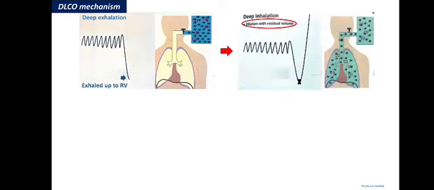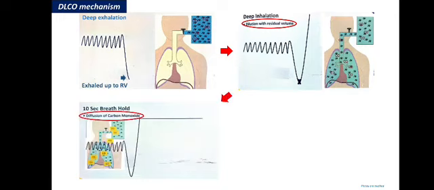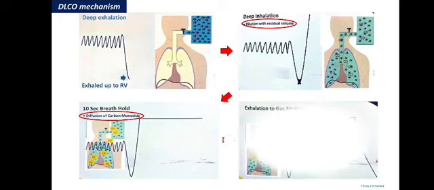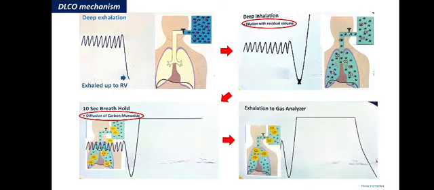Then the patient is asked for complete and deep inhalation, and after inhalation the valve is opened and the gas present in the gas chamber, particularly the carbon monoxide and helium, enters the lung and is diluted with the residual volume of air. Then he or she will be asked to hold the breath for 10 seconds for diffusion of the carbon monoxide through the alveolo-capillary membrane, and after that the patient is asked to exhale into the gas analyzer, and the gas analyzer analyzes the carbon monoxide diffusion.